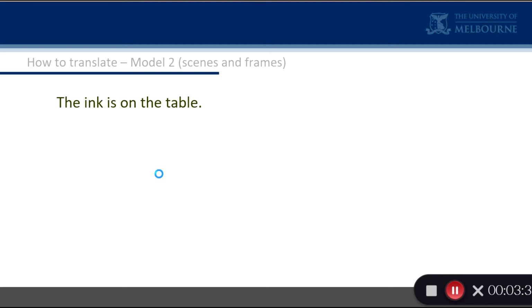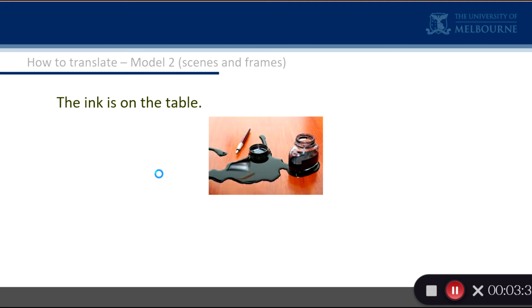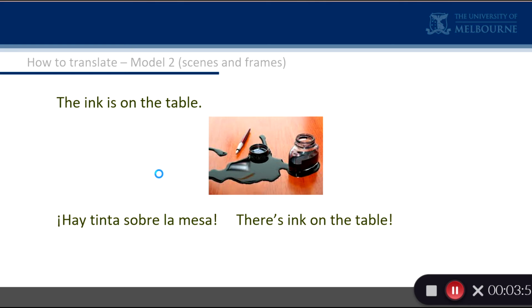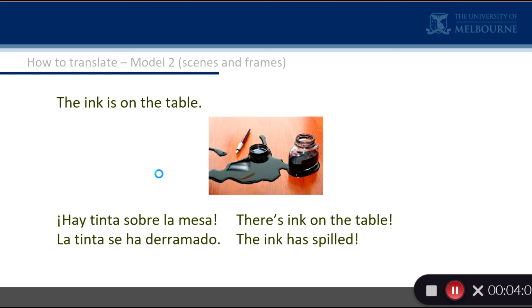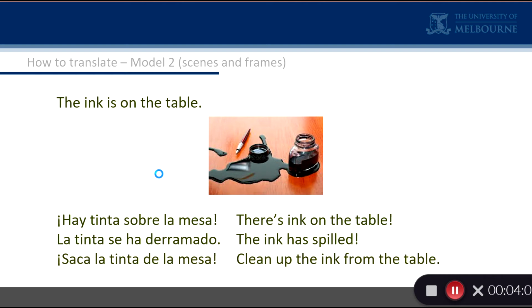Now, let me take that same example and put it into a situation. Here's a situation. Help! The ink's on the table. Now, we can translate that exactly the same way. L'encre sur la table, no problem. But we could also say, for example, hay tinta sobre la mesa. There's ink on the table, exclamation mark. What does that mean?